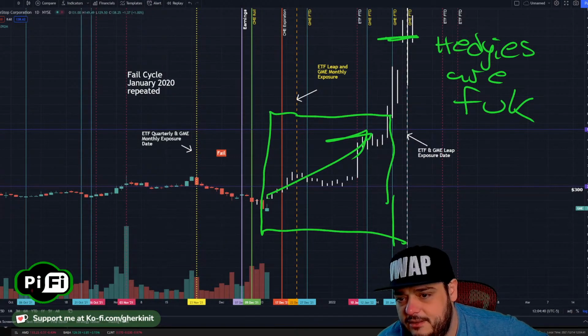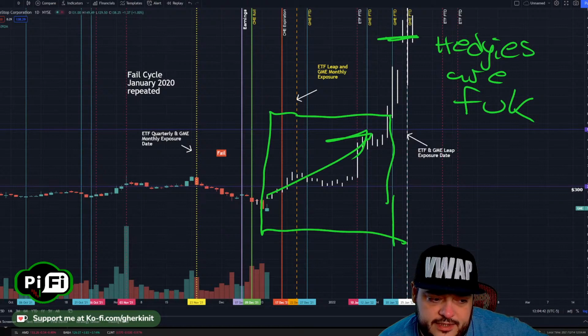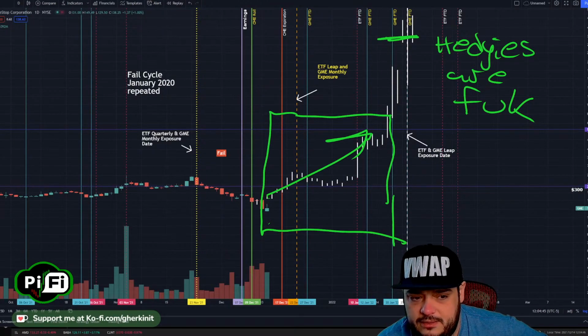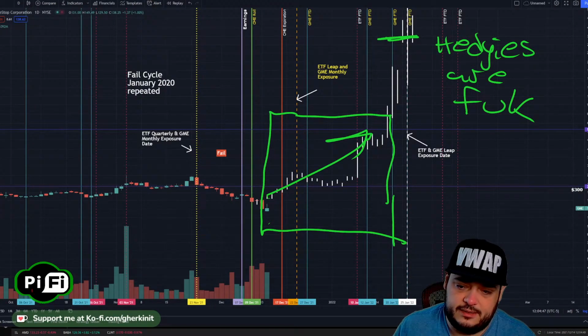Options do exactly that, right? They give us this ability with a small amount of capital to drive the price much, much higher.